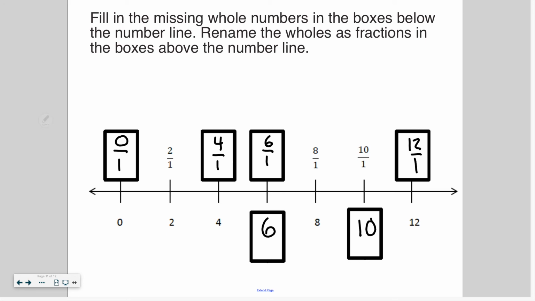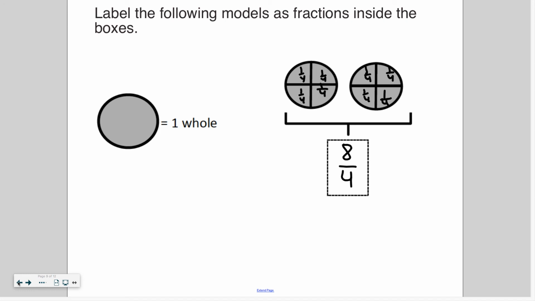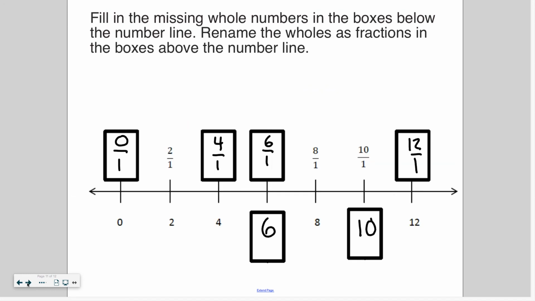So in school, you have similar problems where you either have to identify the fraction in the diagram or in the model, and another problem where you'll have to find the missing either whole number or missing fraction that should be placed on the number line.